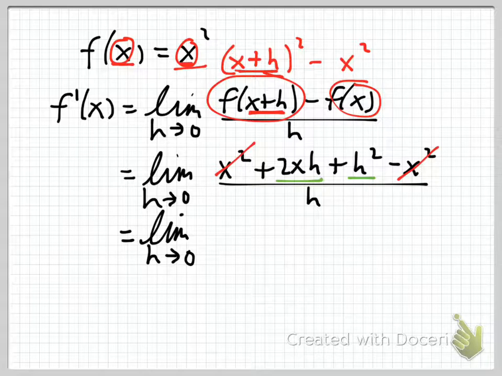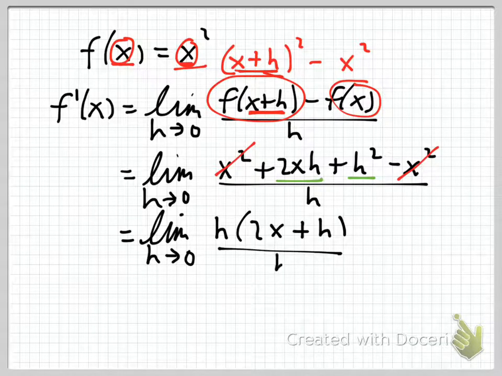And if you can't factor out an h from the remaining numerator terms, then there again has been some mistake made along the way. And so we can see we can factor out an h from the two terms in the numerator, and we get 2x plus h, all over h.